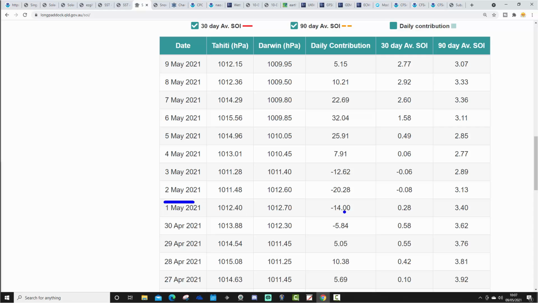On the 1st of May, the SOI was at minus 14. The 2nd of May, SOI was at minus 20. Very negative. That's sort of El Nino type atmospheric setup. 3rd of May, SOI was at minus 12.